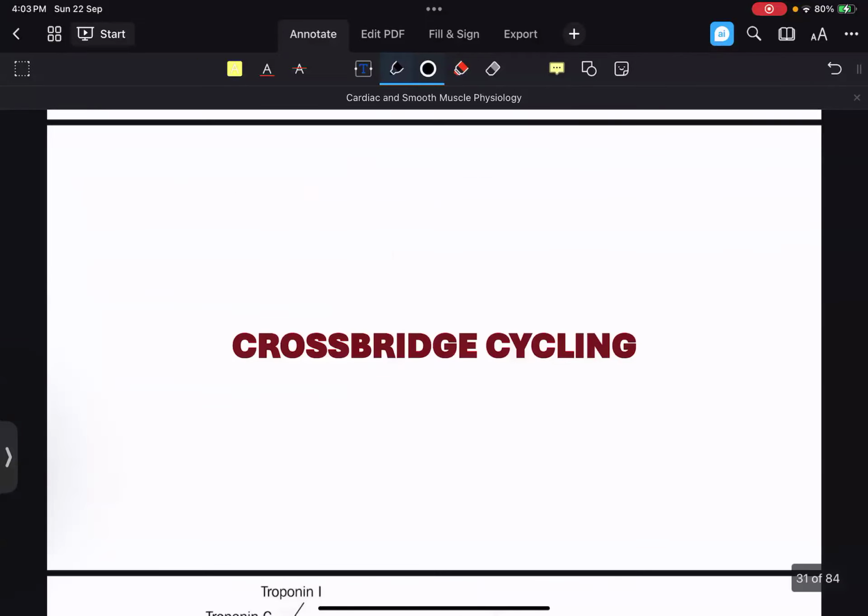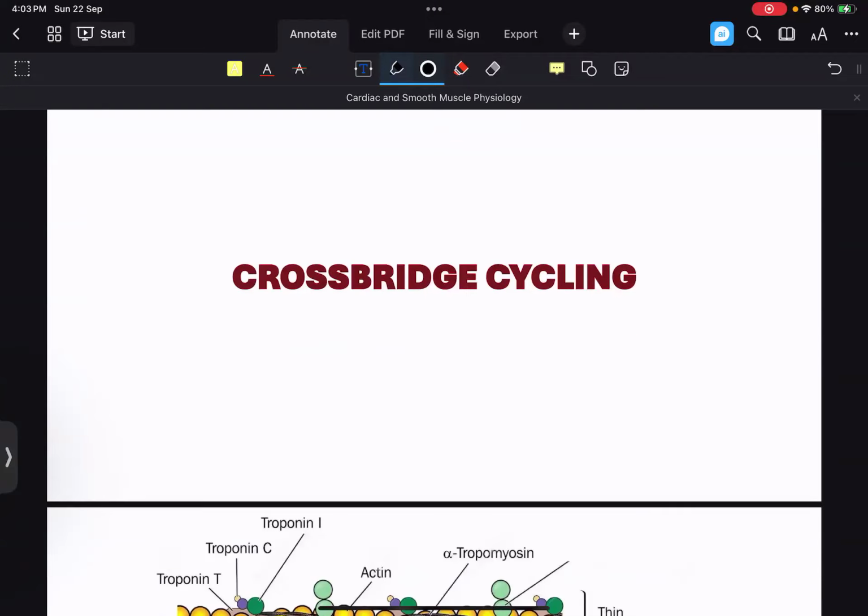Now we are moving on to cross-bridge cycling. Inshallah, after we're done with this concept, I will be giving you guys a quick break. Okay?